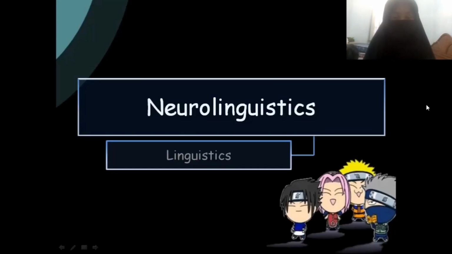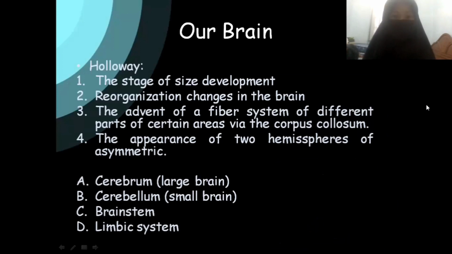Okay, this time I will explain to you about neurolinguistics. First, I will explain about our brain. The following suggests brain development can be divided into 4 stages.